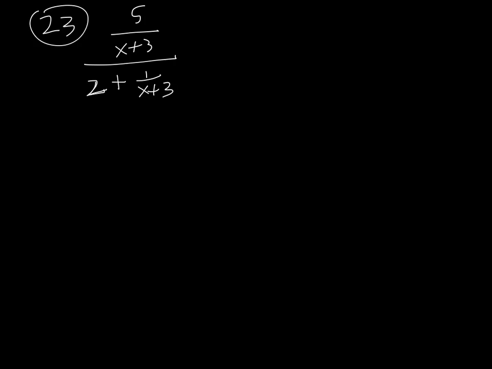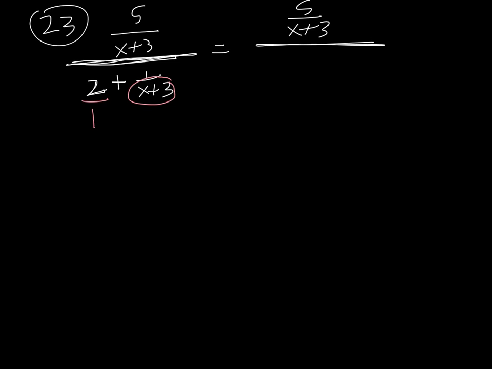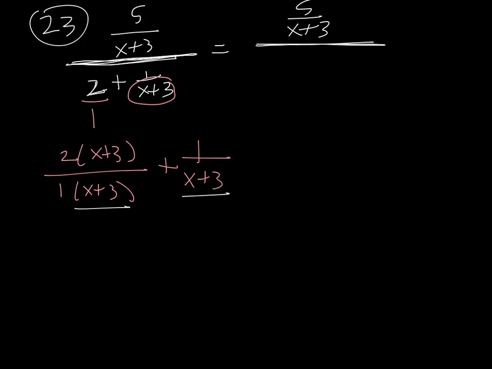So again, here's my division bar right here. I'm not going to do anything with that until I simplify the top and bottom. The top is already a fraction. I'm not going to touch that yet. The bottom, I have to make sure to have a common denominator. My common denominator would be x plus 3. So I have to multiply the top by x plus 3. I have to multiply the bottom by x plus 3. So I can add these two fractions together. Now since these two have the same denominator, I can combine them together.